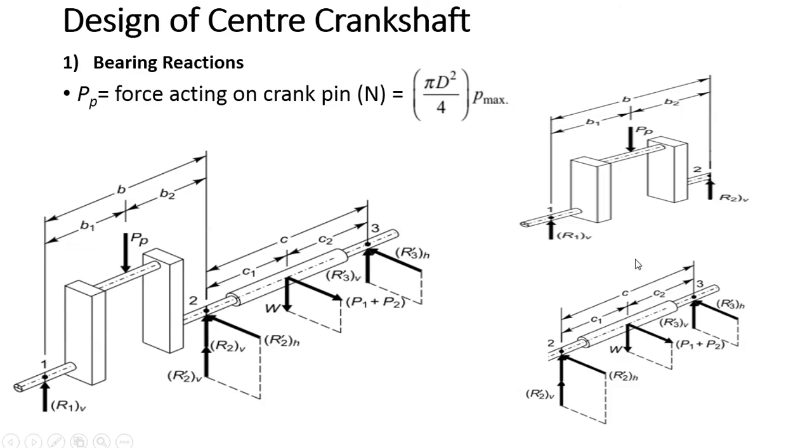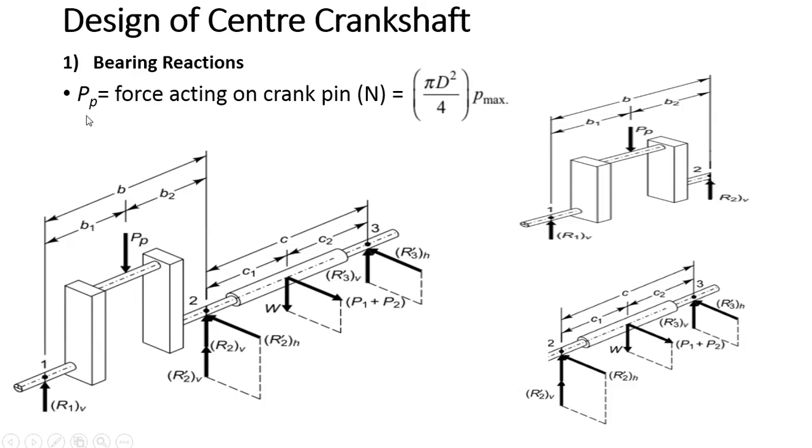Based on these two diagrams, we are going to find these reactions R1V, R2V, R2V dash, R2H dash, R3V dash and R3H dash. This relation we already know, that the force acting on the crank pin is given by the maximum pressure. This maximum pressure is because of the piston, exerted on the connecting rod and transferred to the crank pin through the connecting rod, and it will be equal to pi d square by 4, that is the area, into maximum pressure. This d is the diameter of the piston, and this is the force that acts on the crank pin.